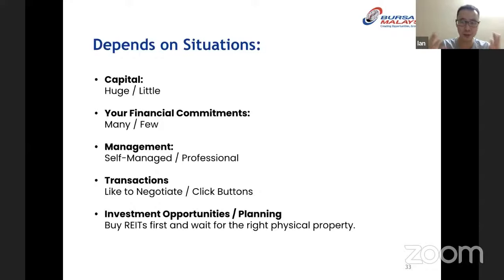For myself, the first property took me more than a year just to buy. It took me more than a year just to view properties, talk to agents, and go on a merry-go-round before I bought my first property lah. So it takes time to buy physical properties, and during this period of time, of course, I can actually buy more REITs as I go for my physical property shopping lah. So this is something that you can consider. You can mix and match the two to suit your own investment objectives.